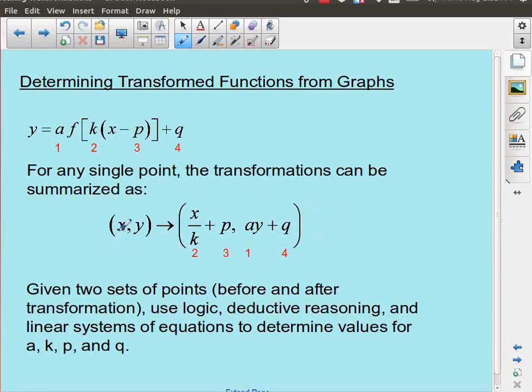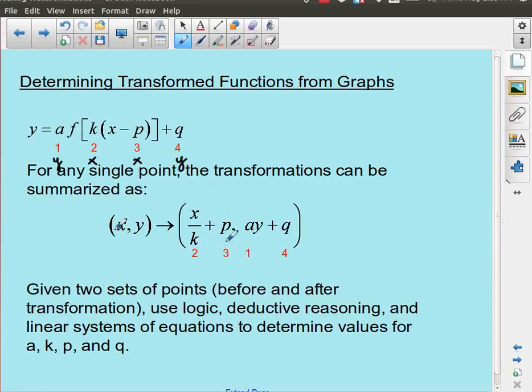So any point x, y is going to change into some new point x, y. So what happens? Well, the x coordinate is going to be affected by the things that shift things horizontally or change things horizontally. That's the k value and the p value. So this affects the x, this affects the x, this affects the y, this affects the y. And so, as a result, we take our x value, divide it by k, that's our horizontal scaling, and that would also account for a reflection, because if k is a negative number, we're taking x divided by a negative number, so that'll change the sign. And then we add our p value here.